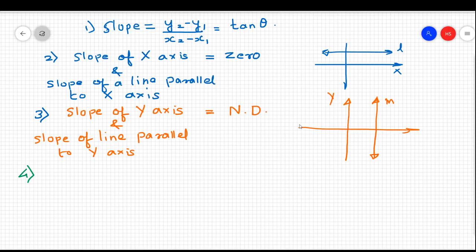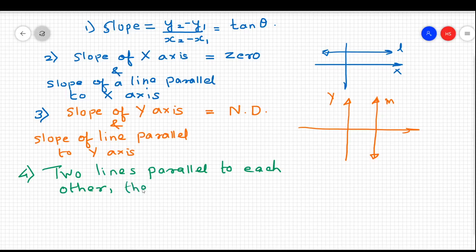So that means if we have two lines which are parallel to each other, their slopes should be the same, right? We are not proving that, we are assuming this property directly: if we have two lines parallel to each other, then what happens to their slopes? Their slopes are equal or same.